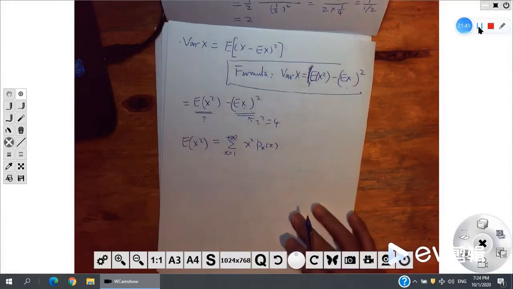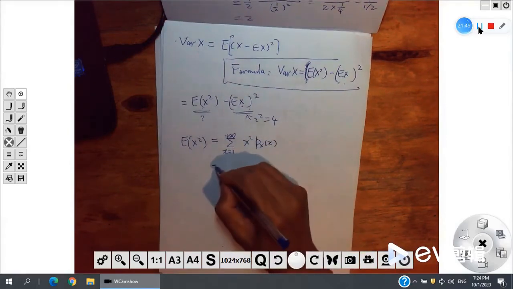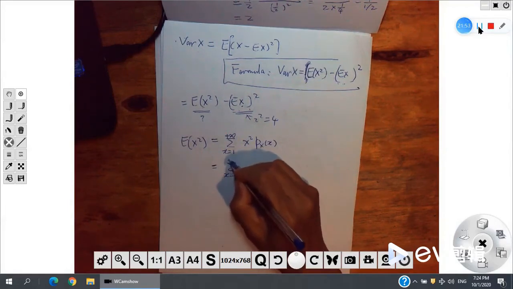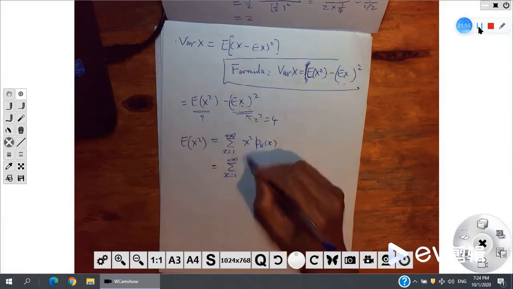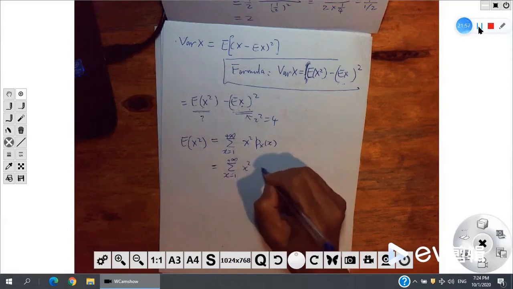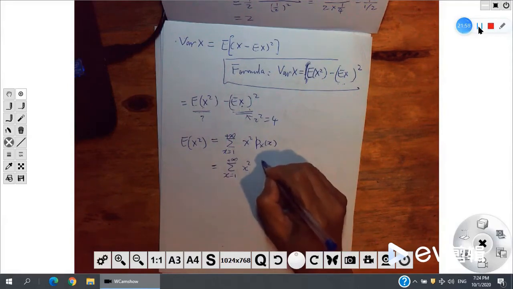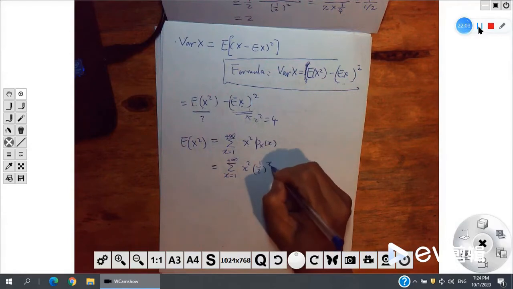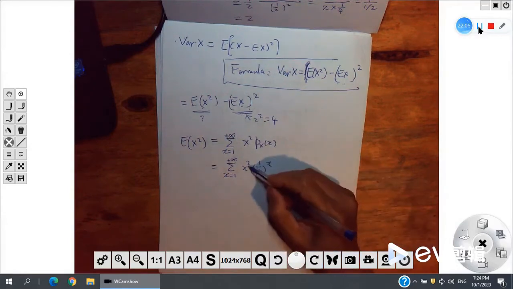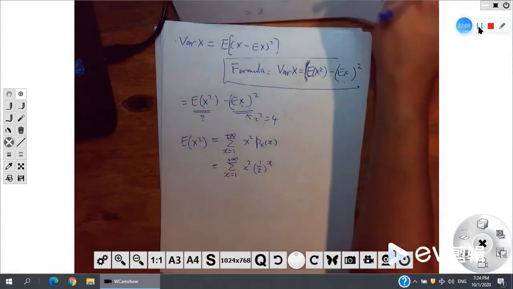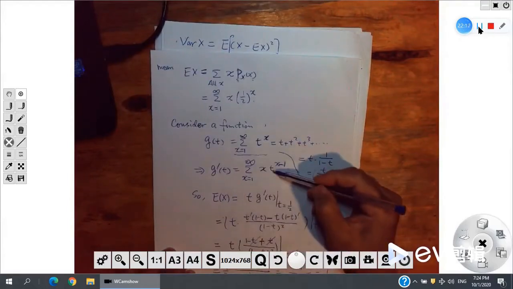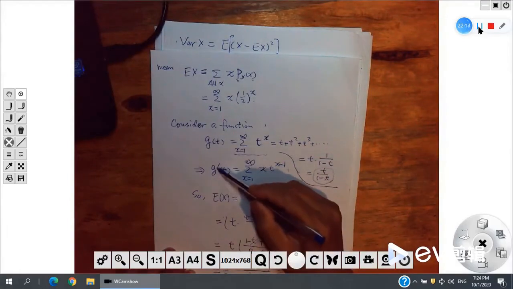We use a similar thing. Let me write it out. This is the sum over x running from 1 to infinity of x squared times the probability p of x, which is (1/2)^x. I have a square here, so I still use that g of t. I take the square, I get this. I take one derivative, I get this.